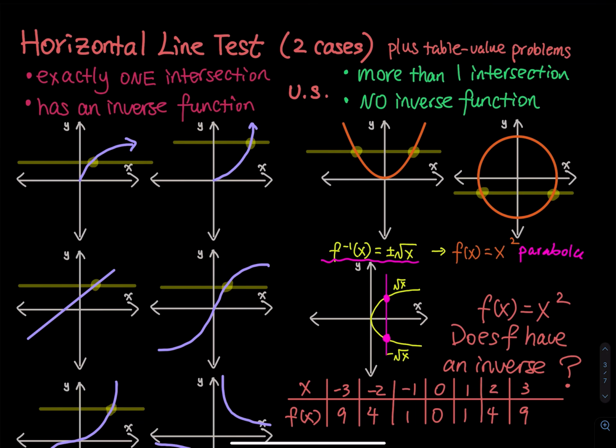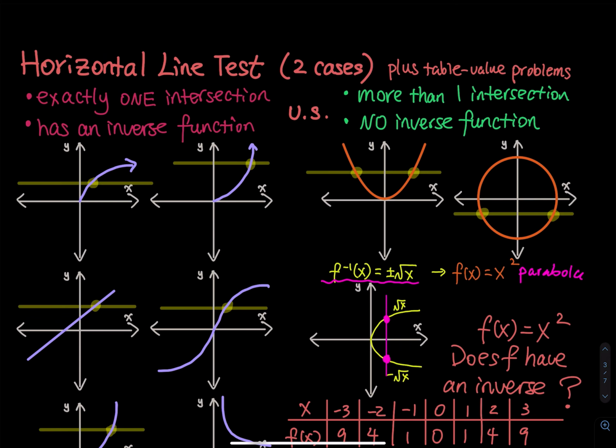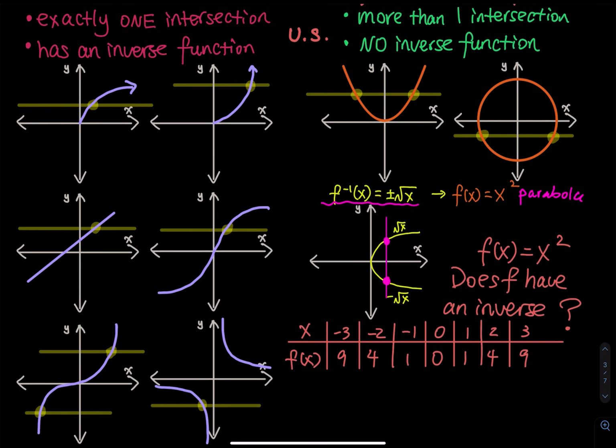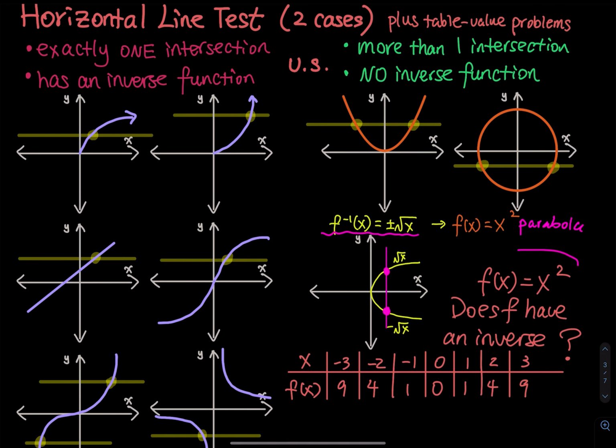So the concept of the horizontal line test applies to graphs, or you can do it on a table of values as well. Do you see this table of values? This is the table of values of f of x equals x squared. This does not have an inverse. Do you know why? For the horizontal line test, you have two identical y values, right? Do we agree that we have two identical y values? y is equal to the same value in this case.